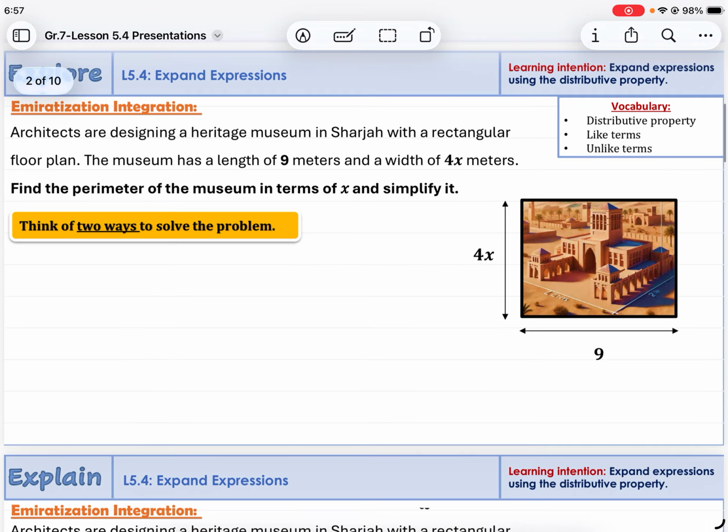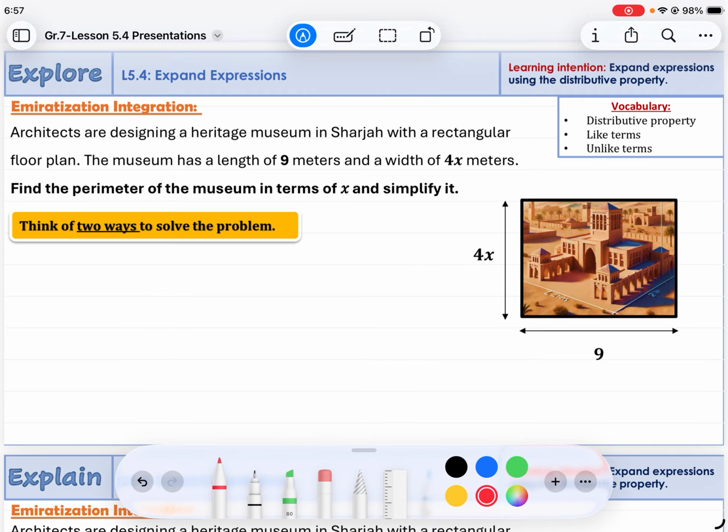Here we have architects designing a heritage museum in Sharjah with a rectangular floor plan. The museum has a length of 9 meters and the width is 4x meters. Here they're asking you to find the perimeter. In order to solve this problem, we have two ways. We have the way that we studied in 5.3, simplifying expressions, which is to use the meaning of perimeter. Perimeter is adding all the sides of an object, finding the total distance around any object. In order to do that, you should be adding all the sides.